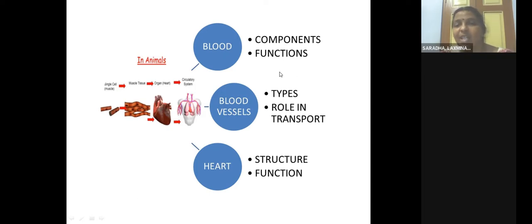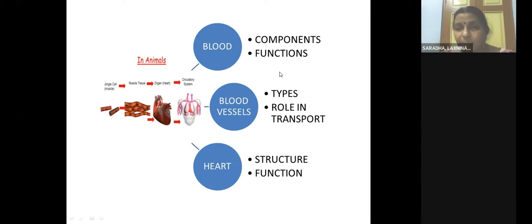What is its function? It acts as a transporting medium. It transports the digestive food substances to all parts of the body. It transports oxygen from the respiratory system to all the cells of our body. It also collects the unwanted waste from one part and takes it to the kidney for sending out. So all these functions are done by means of blood.